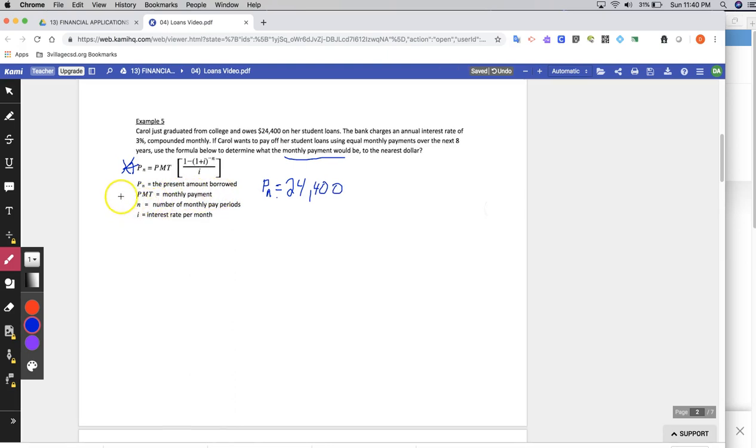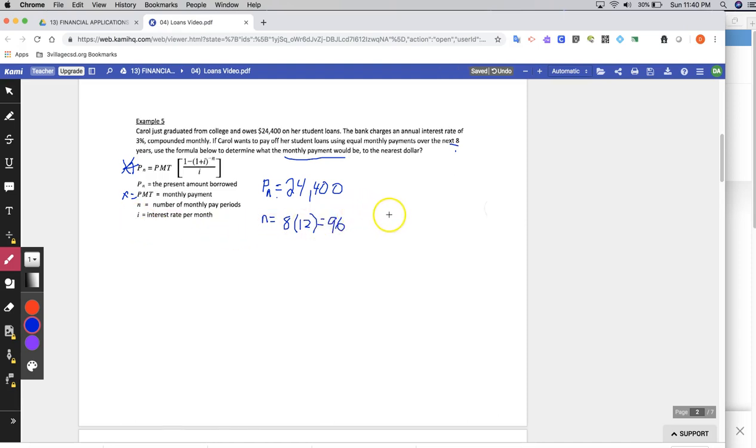PMT is the monthly payment. That's our unknown, so we could just label that as our X. N is the number of monthly pay periods. In this particular problem, payments are being made every month, and this is going to happen over 8 years. So the total number of monthly pay periods would be the 8 years times 12 months a year, giving us 96.